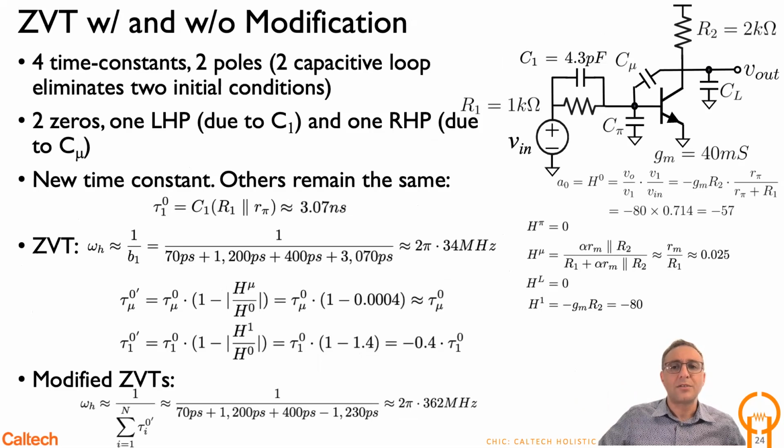This is another example. It is exactly the same design example that we had before, the common emitter with the same values. The only thing that's different is that now I've added a new capacitor C1 in parallel with R1.